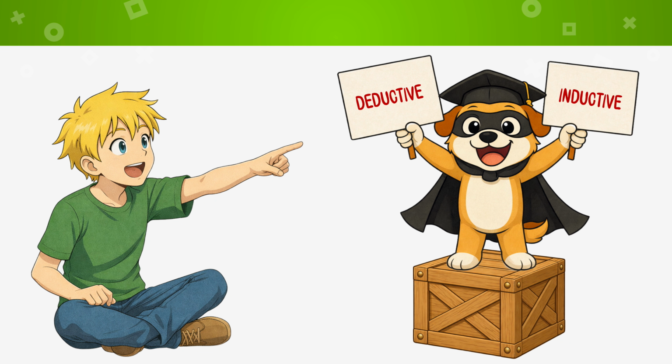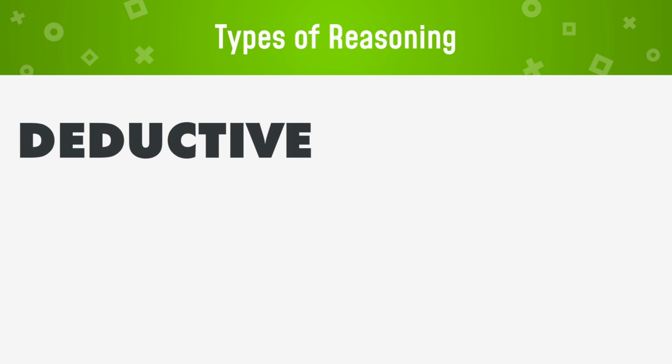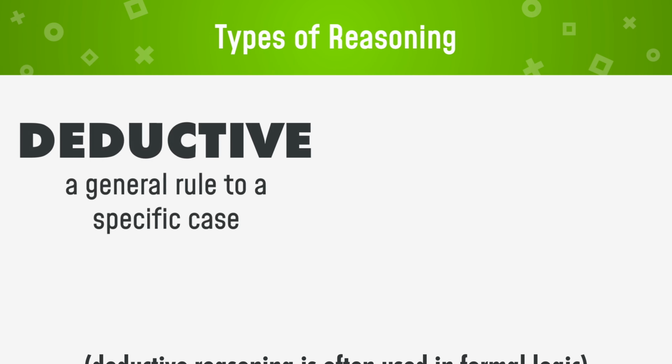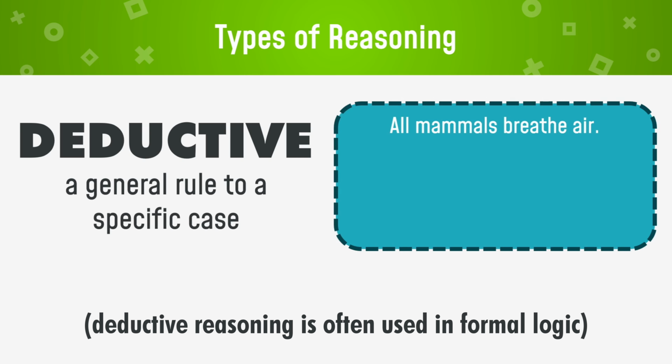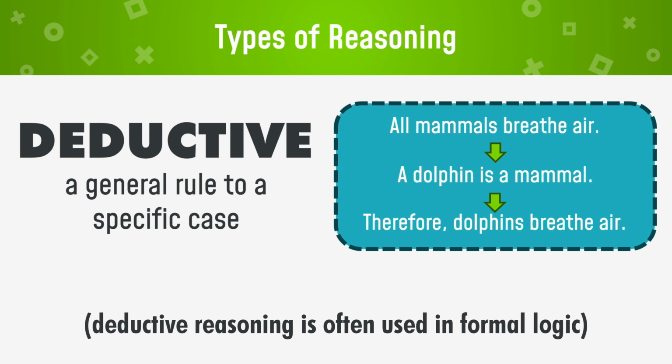Yes! There are different types of reasoning people use when forming arguments. One is deductive, which goes from a general rule to a specific case, such as all mammals breathe air. This is a broad statement and true. A dolphin is a mammal. This is more specific. And our conclusion is, therefore, dolphins breathe air.